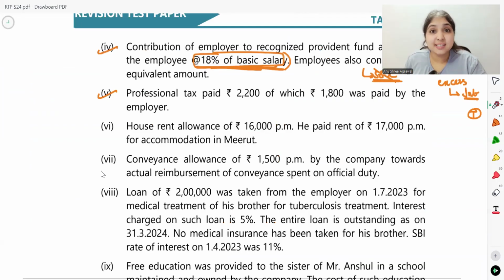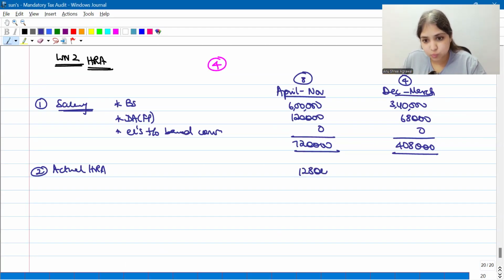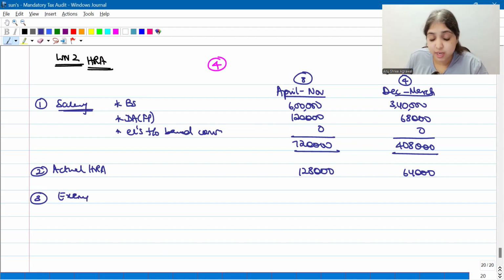Question says HRA 16,000 per month. So 16,000 into 8, assessee has received 1,28,000 here. 16,000 into 4, 64,000 over here. Then comes the third step, which is exempt HRA. How do you compute exempt HRA?